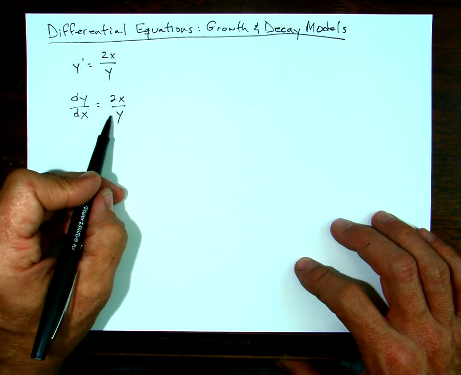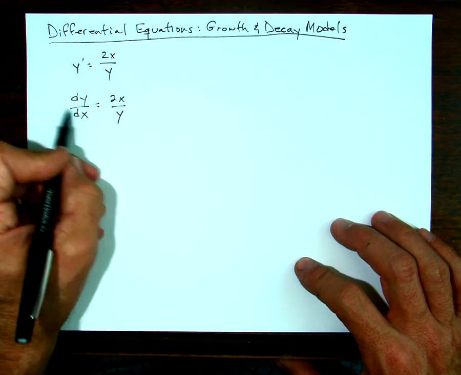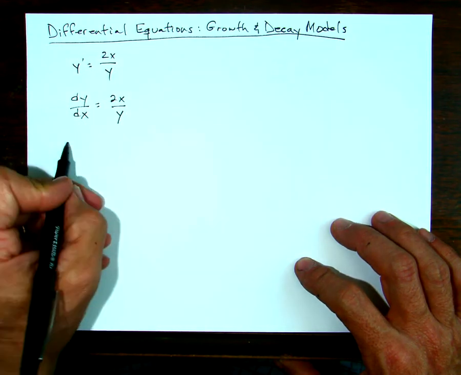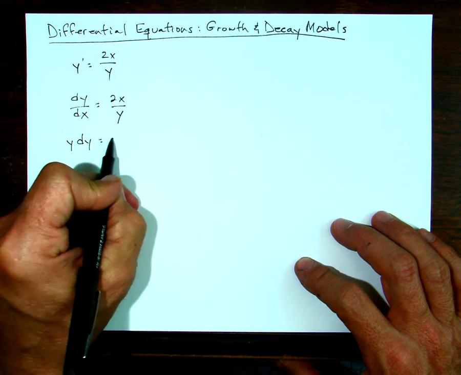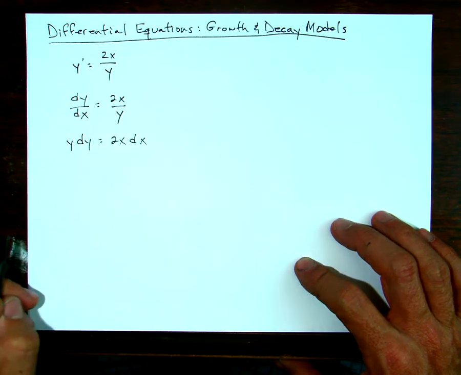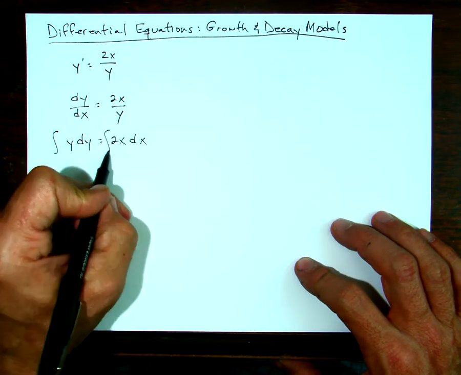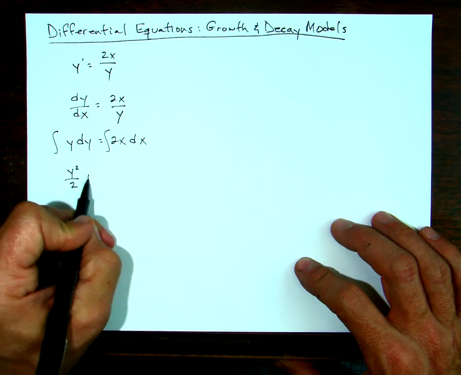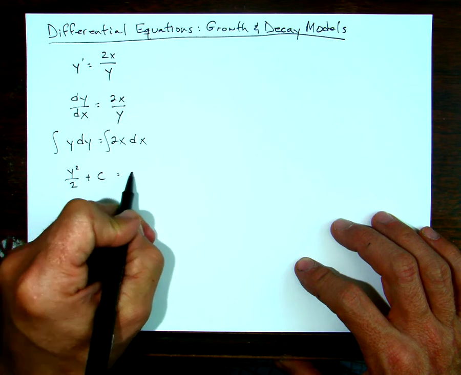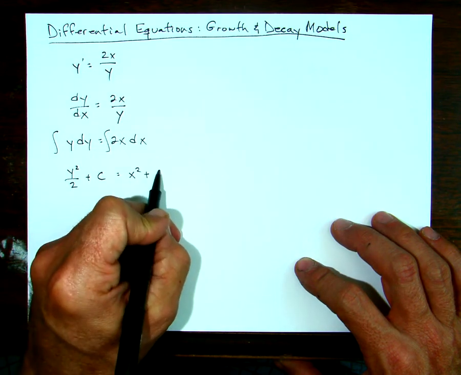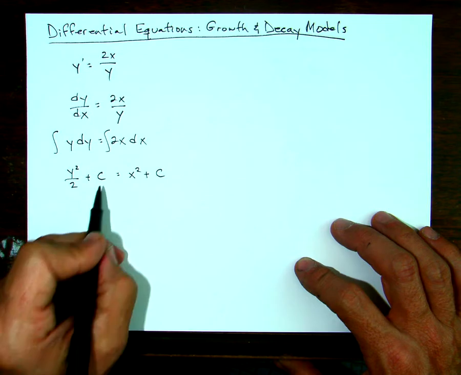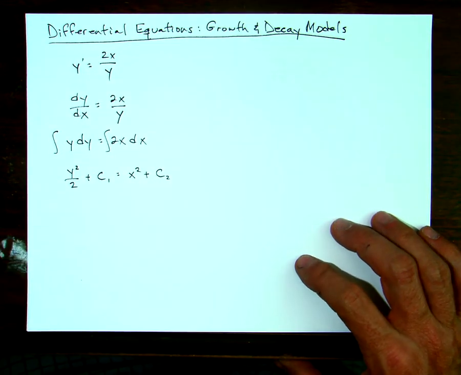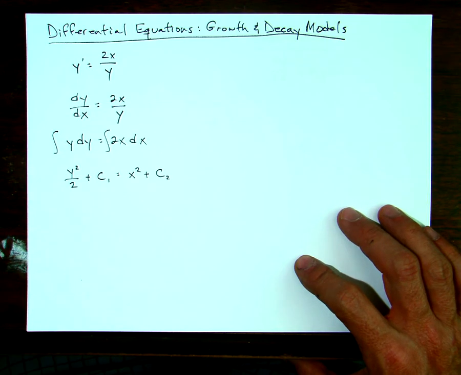So the way to do that is to multiply through by dx to bring it over, and multiply on this side by y. Then I get y dy equals 2x dx. Now at this point, I'll integrate with respect to y here and with respect to x here. This will give me y squared over 2 plus c, and this will give me x squared plus c, our constant of integration. Now these constants might not be the same, so we often label them c1 and c2. But in fact, we can combine them into a single constant.